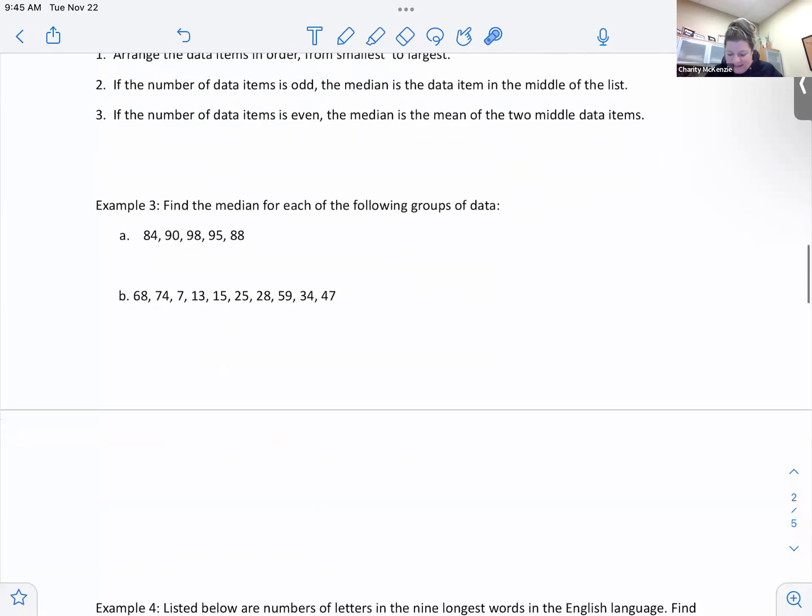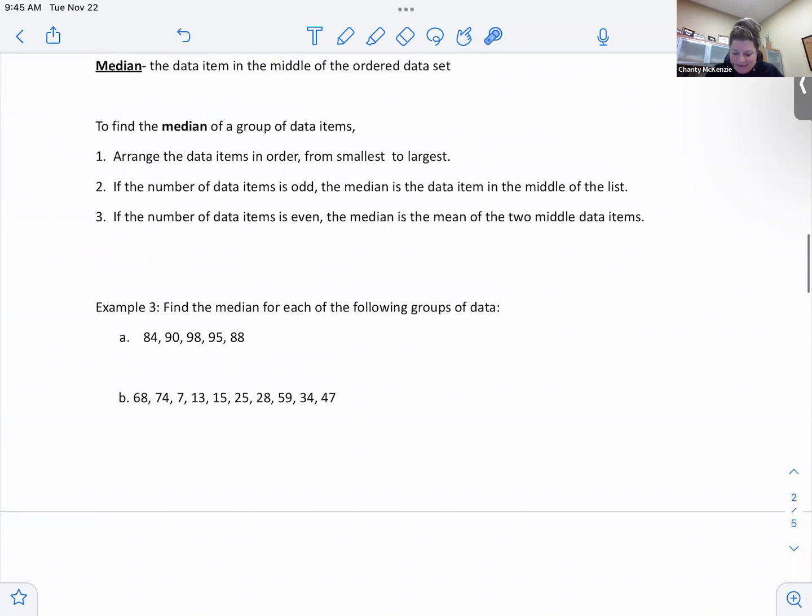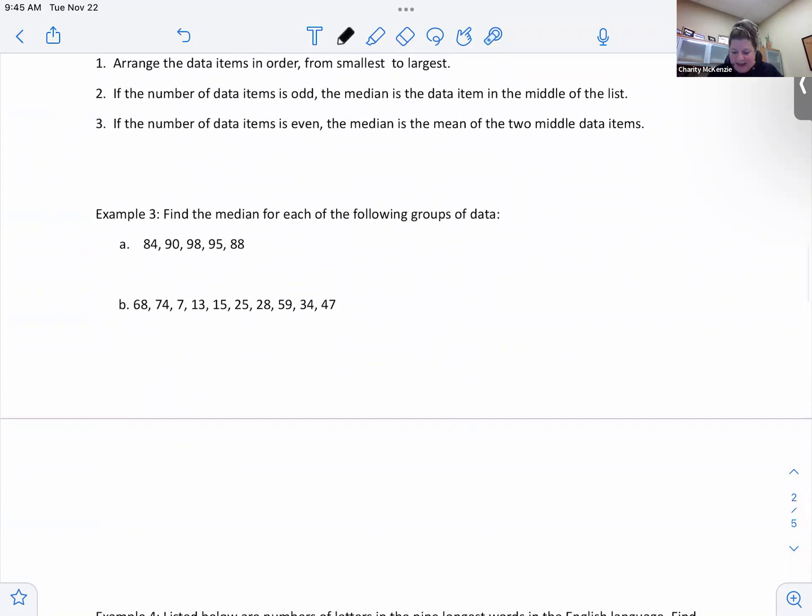So look at this first one, and you can read through the definition. Look at this first one. I have to put it in order for A here. So the lowest number, oh, it is in order. No, not in order. So the lowest number is 84, then 88, 90, and then 95, and then 98. So I like to cross them out to make sure I don't miss a number, especially if they're big sets.